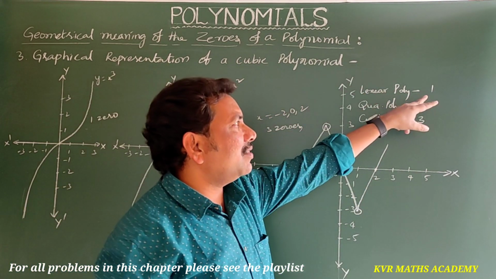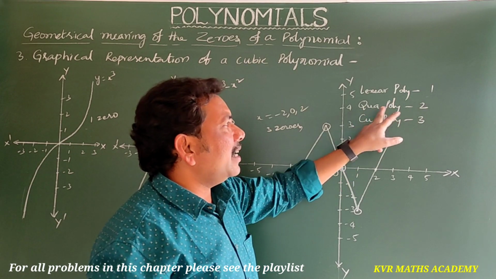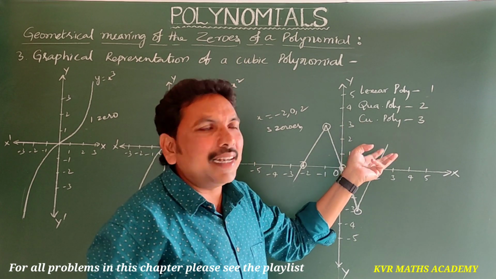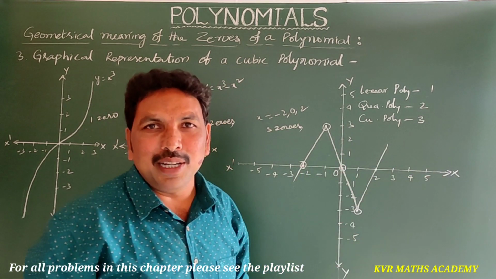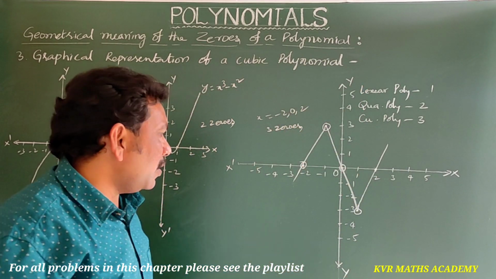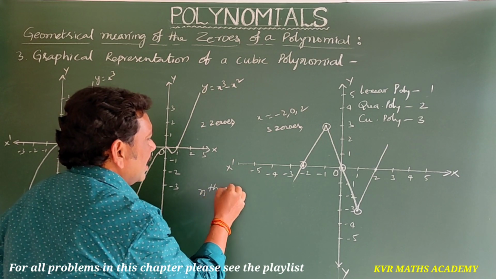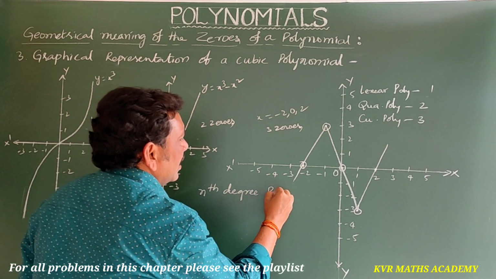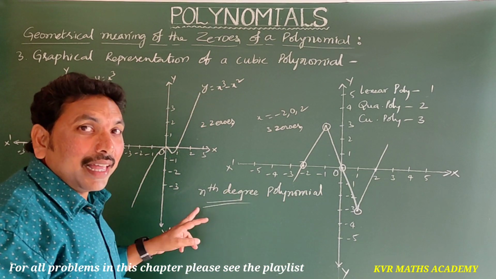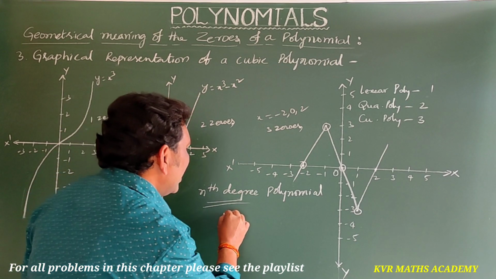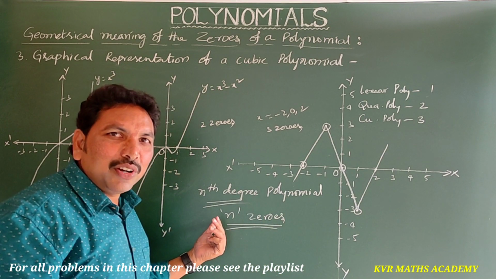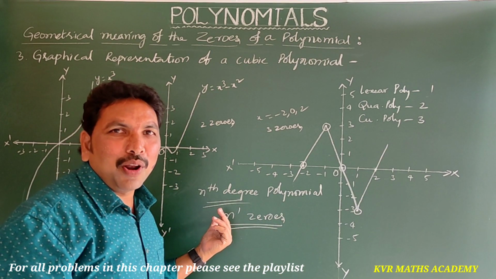Here its degree is 1, that's why it has 1 zero. Its degree is 2, that's why it has 2 zeros. For a cubic polynomial, its degree is 3, so that's why it has maximum 3 zeros. So from this, what can you generalize? Suppose an nth degree polynomial is there. So how many zeros will be there here? Yes, exactly n zeros, n number of zeros will be there for an nth degree polynomial.